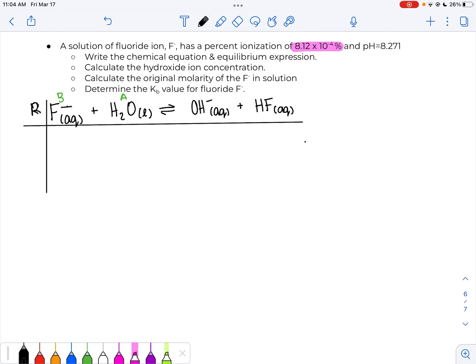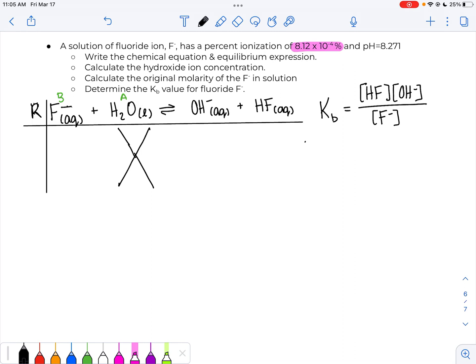So here's the start of our RICE table. We know that for this reaction, our Kb is going to be equal to the concentration of our products over the concentration of our original base. And we don't care about water in this system. Cross it out.